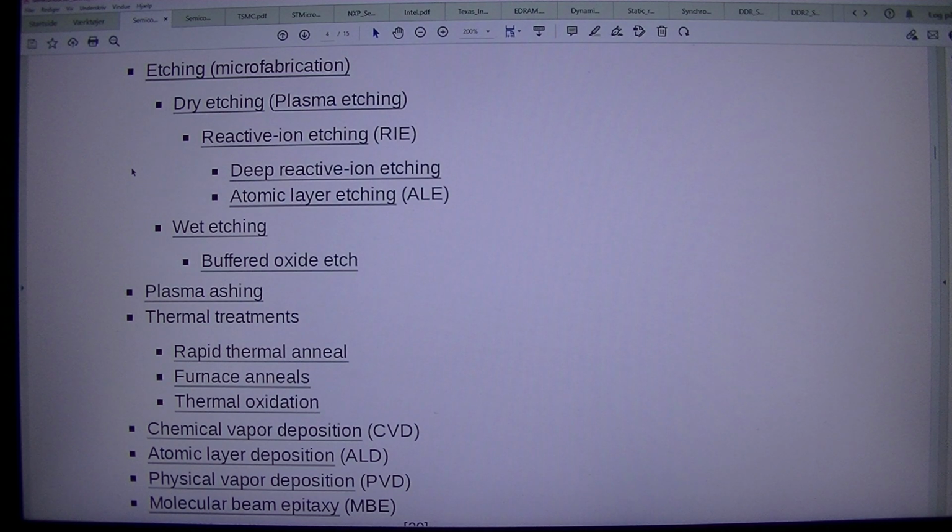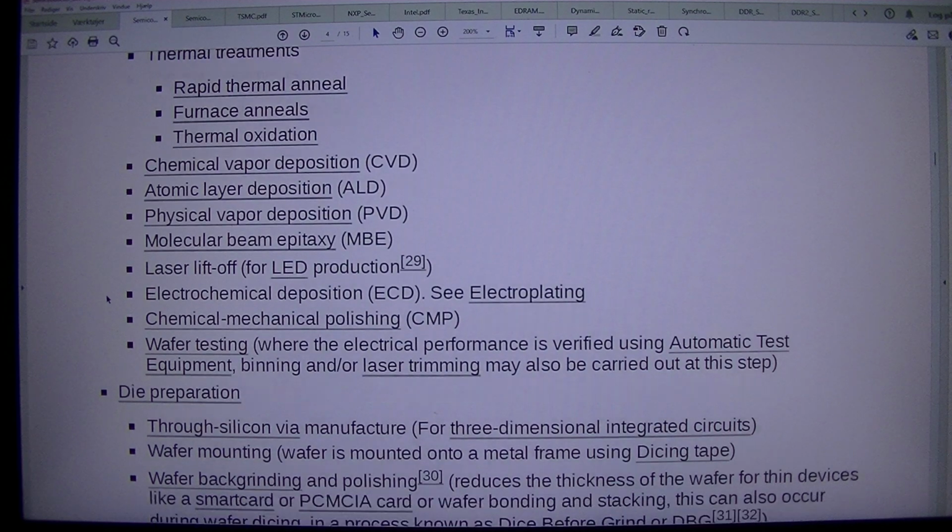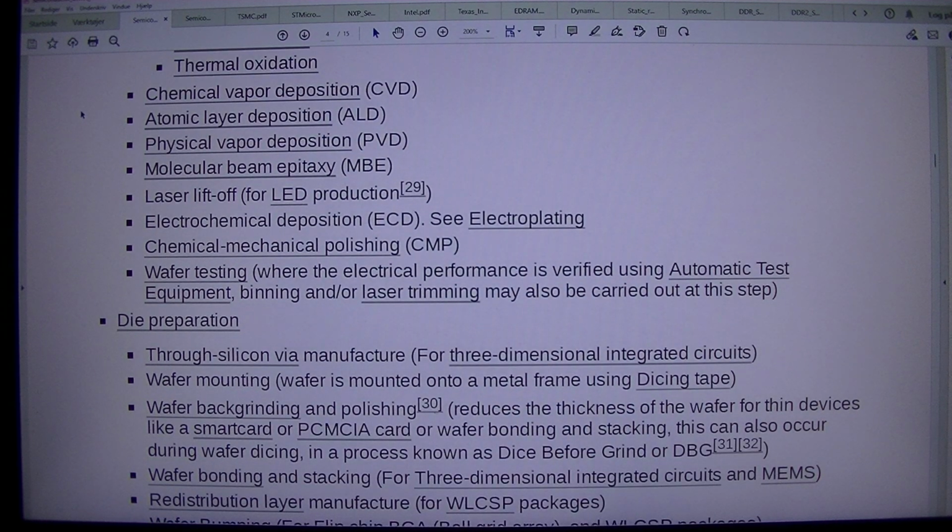Atomic layer etching, ALE. Wet etching, buffered oxide etch. Plasma ashing. Thermal treatments, rapid thermal anneal. Furnace anneals. Thermal oxidation. Chemical vapor deposition, CVD. Atomic layer deposition, ALD. Physical vapor deposition, PVD. Molecular beam epitaxy, MBE. Laser liftoff, for lead production.